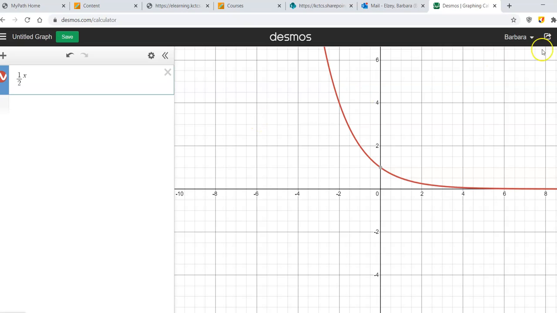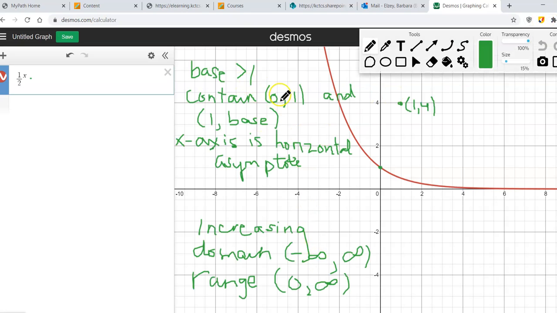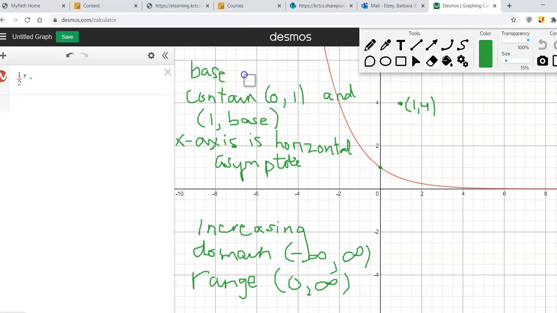A while ago, though, I had some characteristics on here. They were all of these. Now let's change this because now we're looking at the base as a fraction. So our base is a fraction, positive fraction though, that's very important. So it's some fraction between 0 and 1.